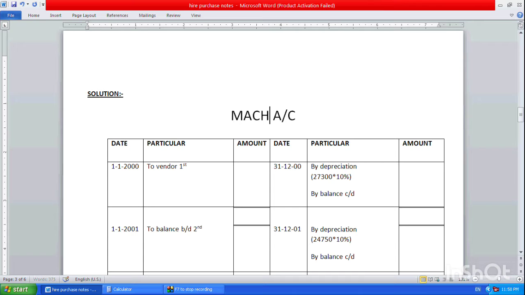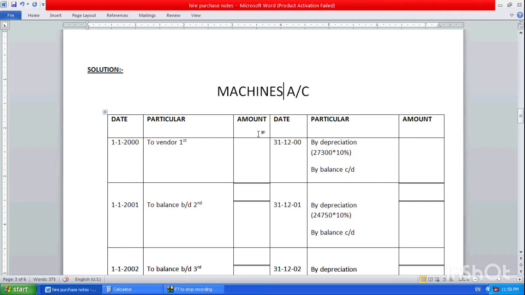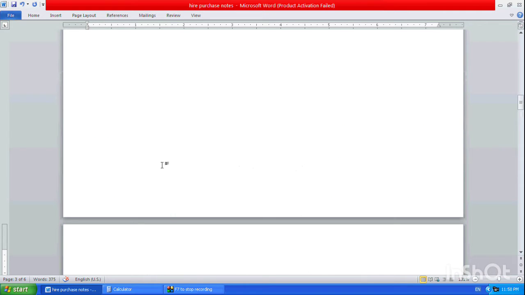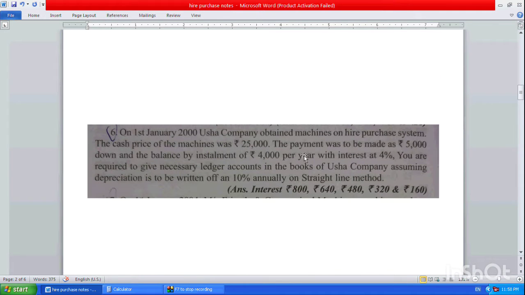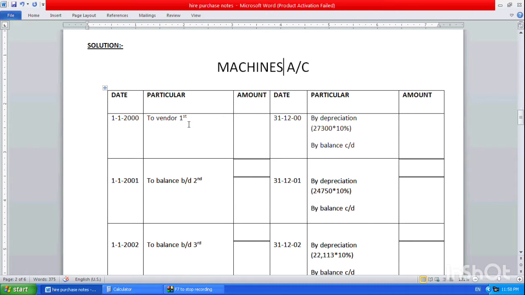Machines. Then here, 1st January, it is from 1st January only. The cash value is 25,000, down payment 5,000, installment 4,000. Check it: 25,000 as a vendor, 1st January 2002 vendor, first year.